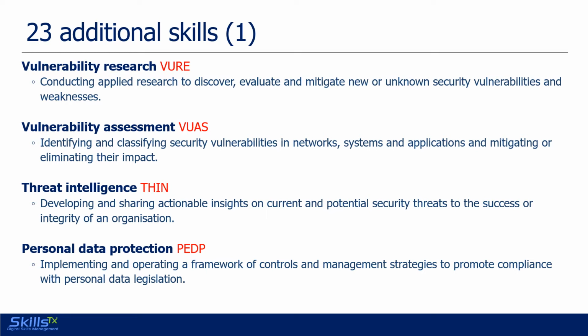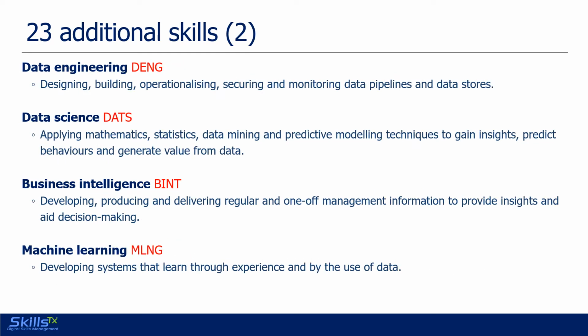The first 3 are really sort of information and cybersecurity type skills: vulnerability research, vulnerability assessment, and threat intelligence. We also have another data privacy skill, personal data protection. These next 4 additional skills really cover a data and analytics area. So instead of analytics, which is a single skill within SFIA version 7, that's been split out. We now have data engineering, data science, business intelligence, and machine learning.